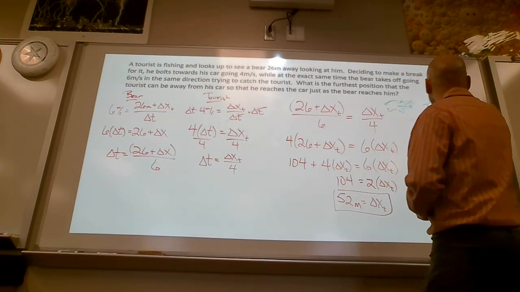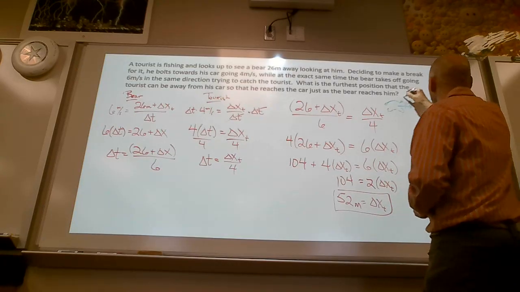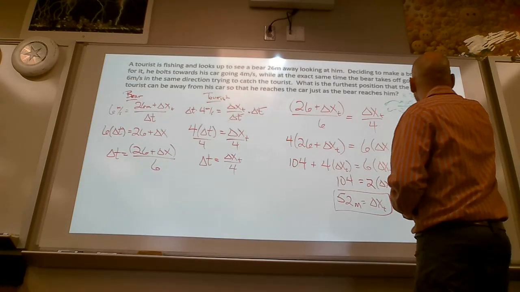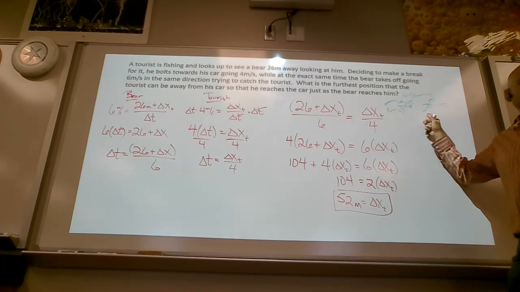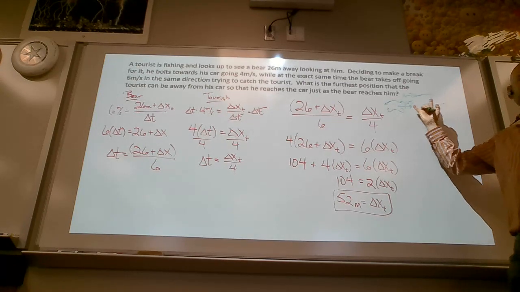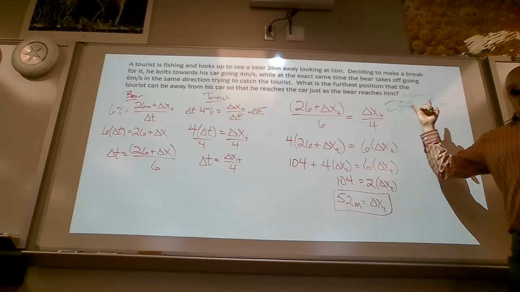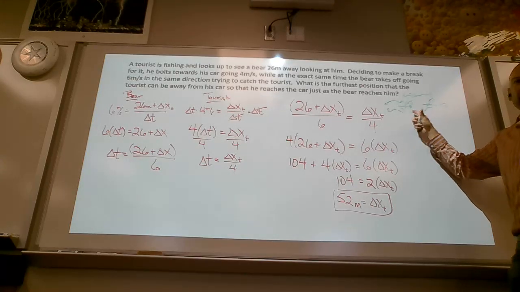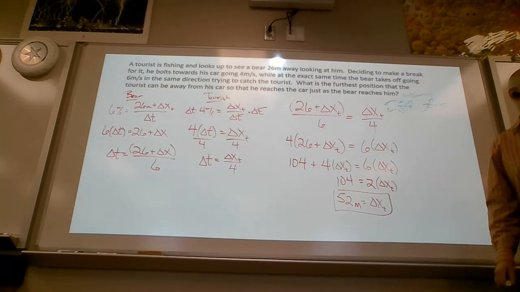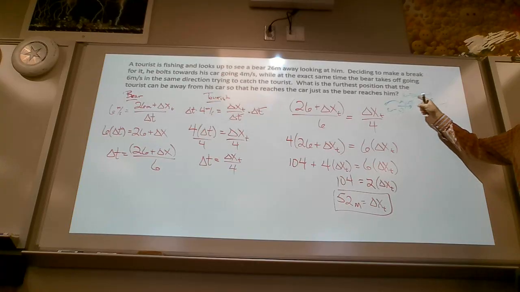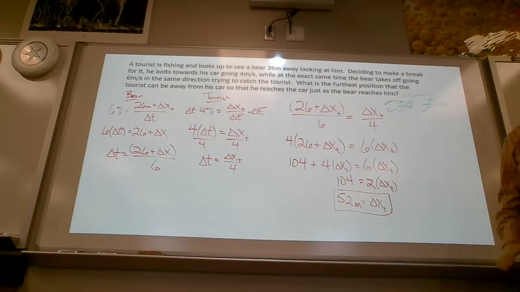Okay, so you have 6 meters per second, 4 meters per second, and there's a 26 meter head start for the tourist. The intuitive way is to say, hey, look, the bear runs 2 meters per second faster than the tourist and has a 26 meter gap to close. Well, every second that goes by, the bear gains 2 meters. So it'd take 13 seconds to make up this 26 meter difference.